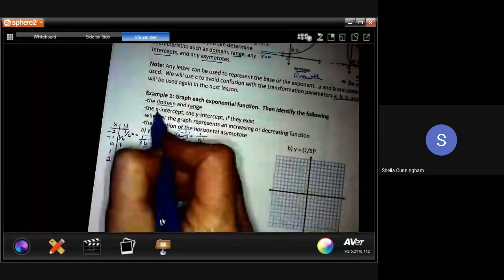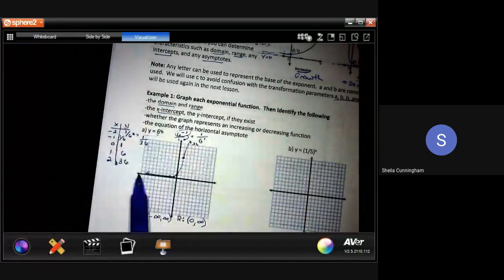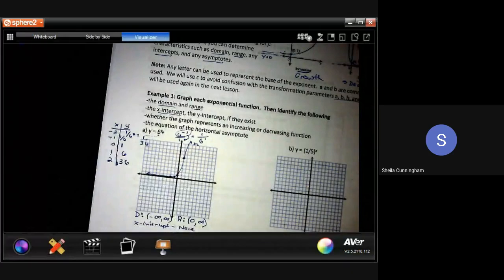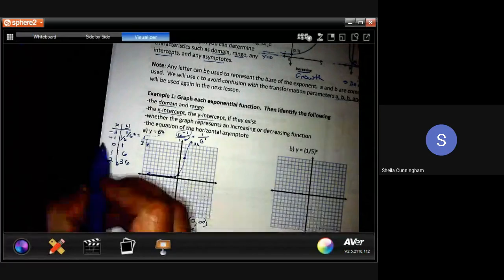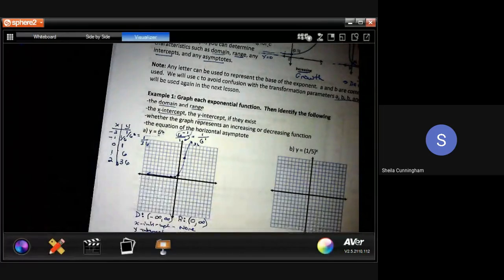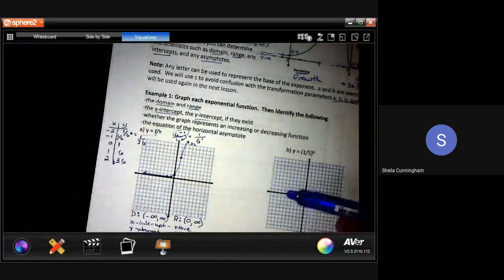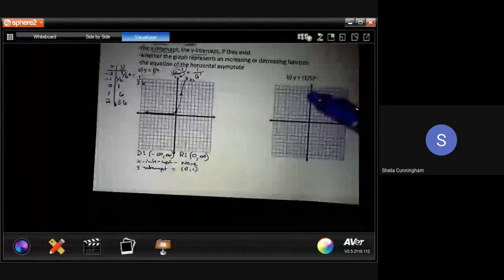Then I have my x-intercept. Well, x-intercept would mean that I would be crossing my x-axis. And in this case, I am not crossing my x-axis, so your x-intercept is none. And your y-intercept, it is right here. That was that point 0, 1. So my y-intercept is 0, 1. Oh, I ran off my paper. Sorry, guys. Okay, so that takes care of x and y intercept.